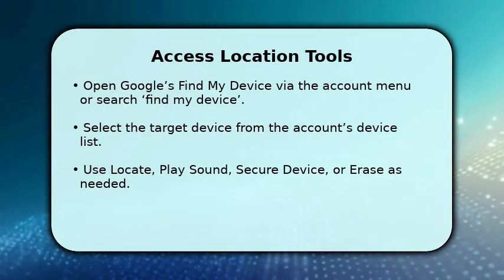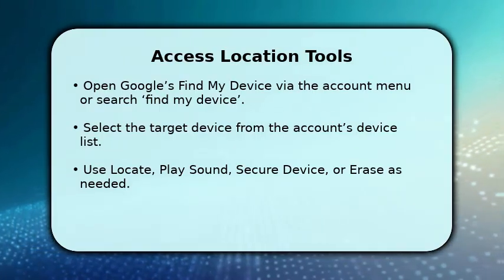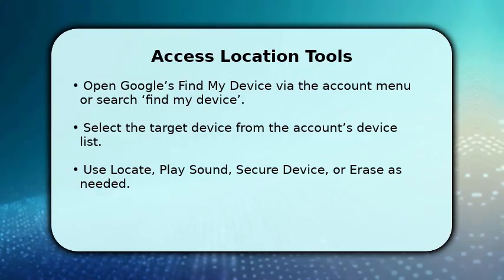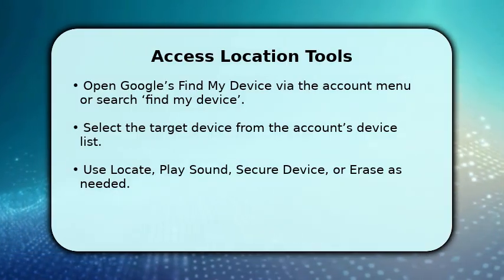Next, navigate to Find My Device from your Google account or search directly. You'll see a device list tied to that account. You should select the missing device so the service requests its last known position. This is how you get a map pinpoint.